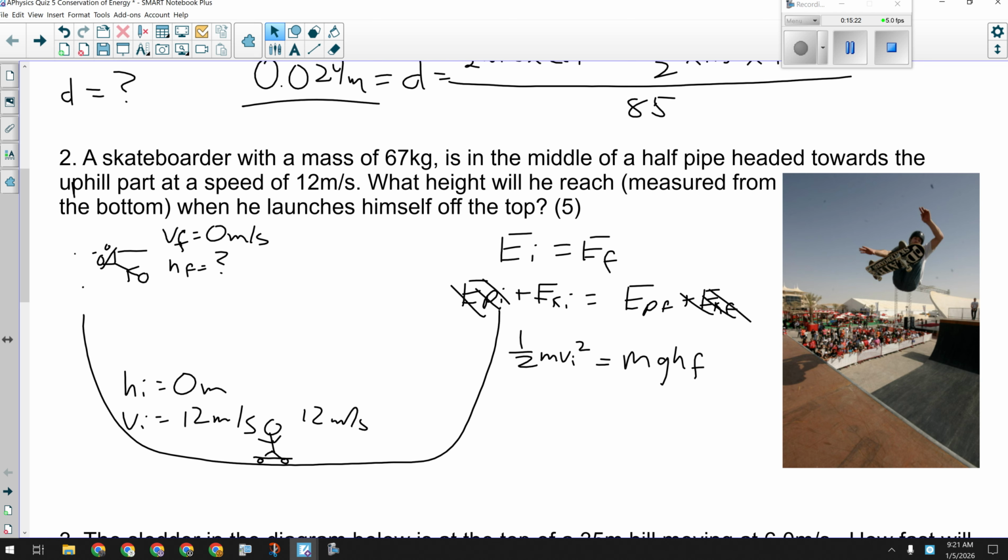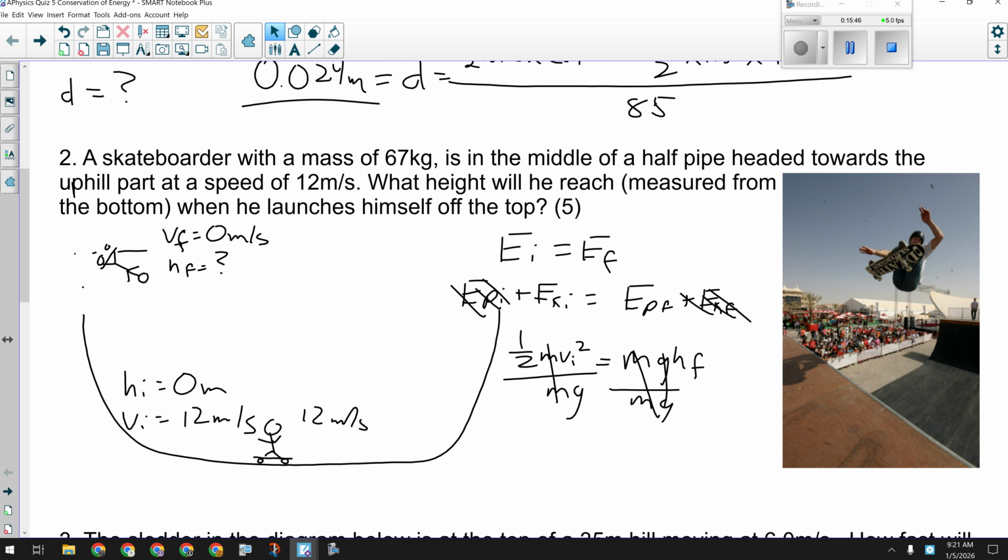I want to isolate hf. What should I do? Divide by mg. Right, and what's going to happen to m when I do that? It's going to cancel, yeah. Okay, so if I divide both sides by m times g, m will cancel. It would have canceled anyway, it was in every term. Okay, now I'm solving for hf.